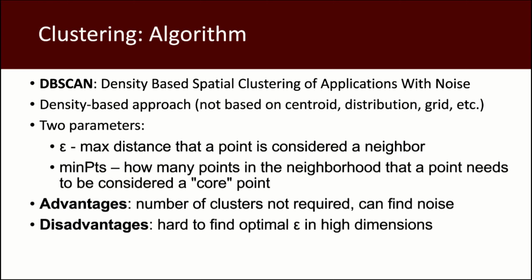The advantage of DBSCAN is that the number of clusters is not required because it will just generate as many clusters as it finds. And it can also find noise, unlike other algorithms. The main disadvantage of DBSCAN is that it's hard to find the optimal epsilon in high dimensions because epsilon is based on the distance between points, which can be affected in high dimensions like what we're working with.